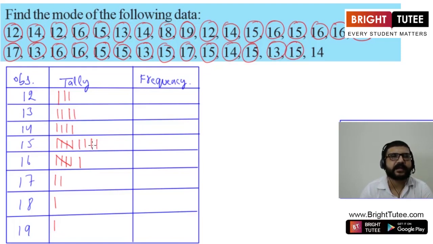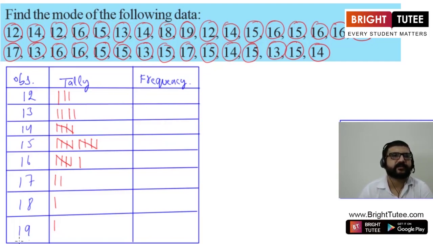So 4 tally bars are already completed here, and the fifth one will cross the 4 tally bars. And at the last we have 14, so we will put one tally bar in front of 14. There are already 4 tally bars here, so we will put one tally bar crossing these 4 tally bars. Now we have to write the corresponding frequencies.